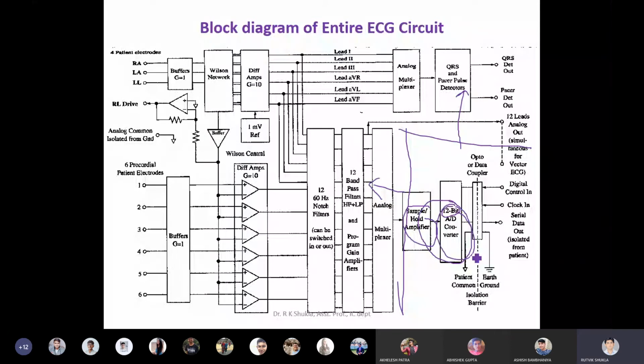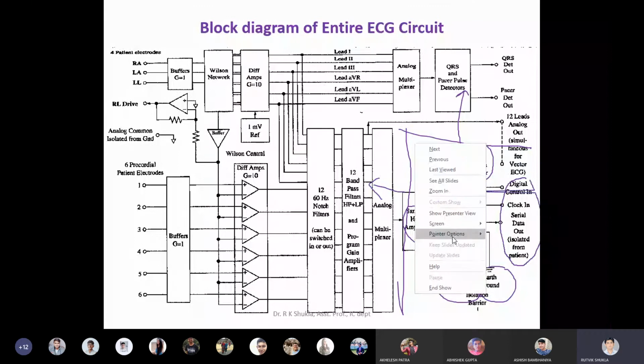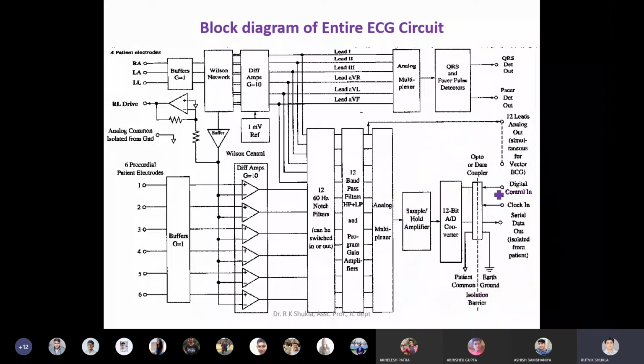Then we have optocoupler or opto data coupler. This generally isolates the patient side and the output side. So there is a barrier between the two. And on the output side, here you can see there are different facilities. Let's erase it. So on the output side, you have serial data output. This is the first thing which you are interested in.